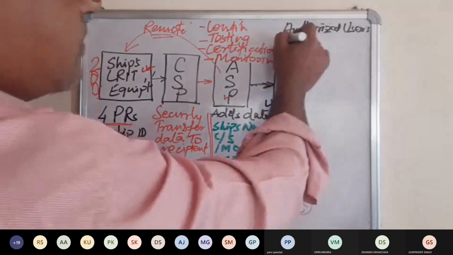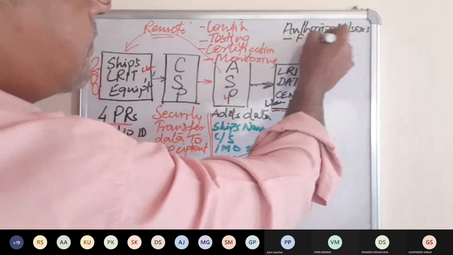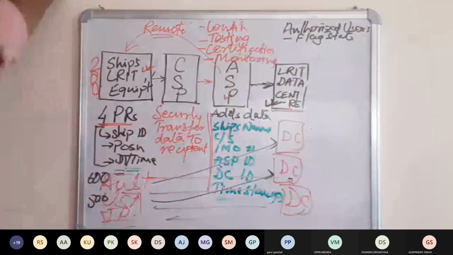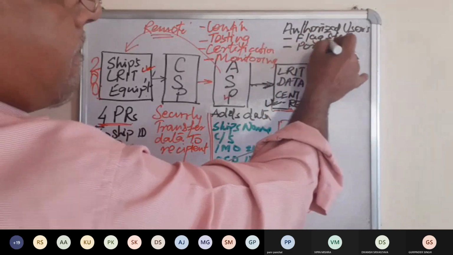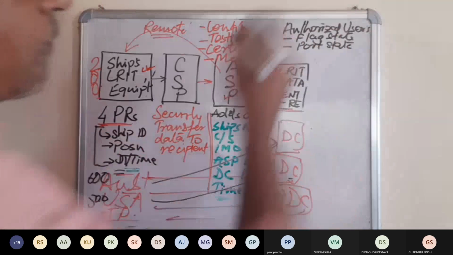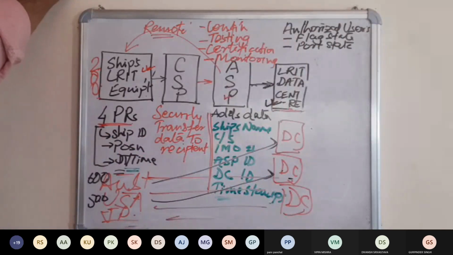Who are they? सबसे पहले flag state itself, then the port states, all the ports of the country for maintaining their operations, or taking care of their port operations. They may require this data. Who is coming to my port? Where is he now? When is the ETA, etc. So all the ports of the country will be able to use this data.